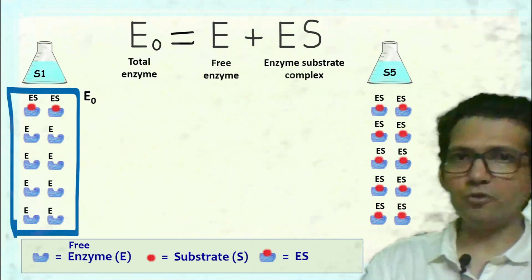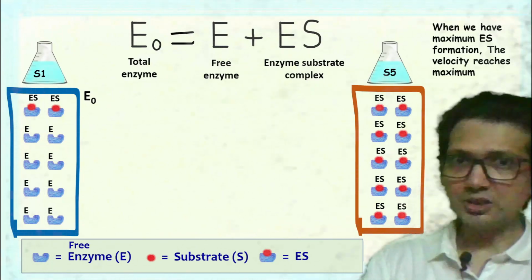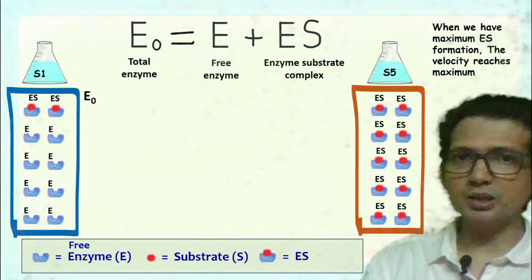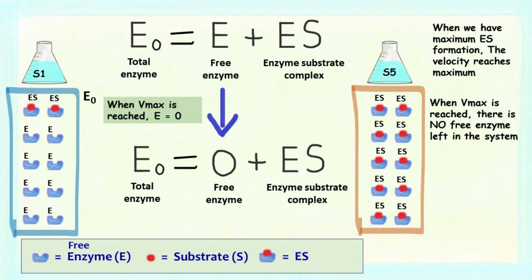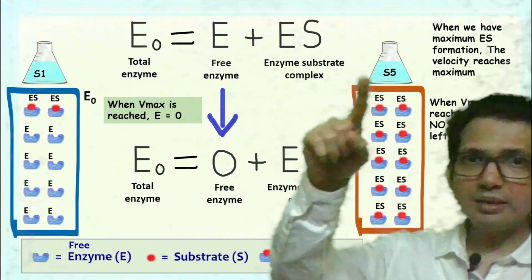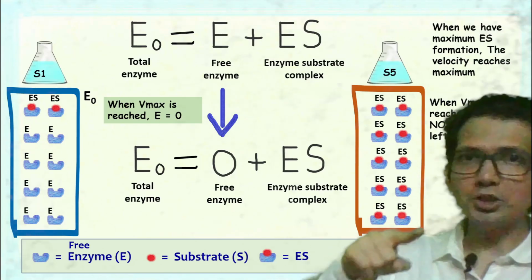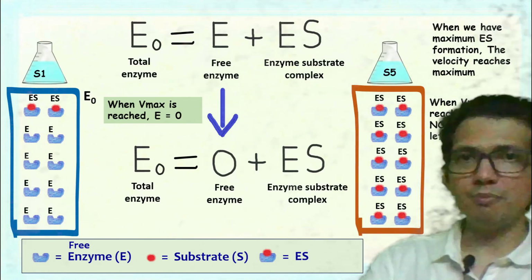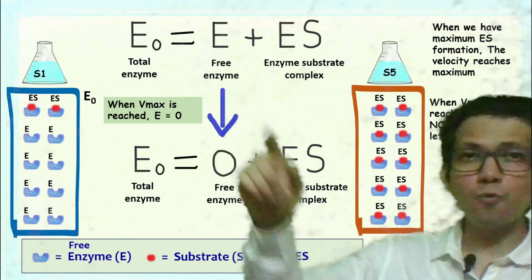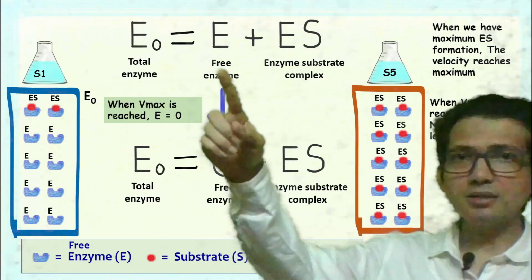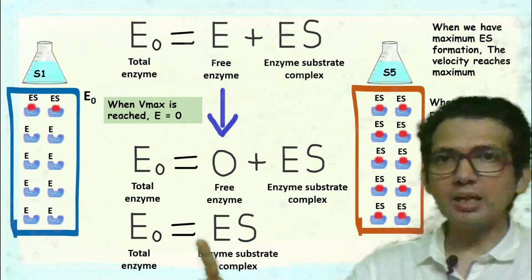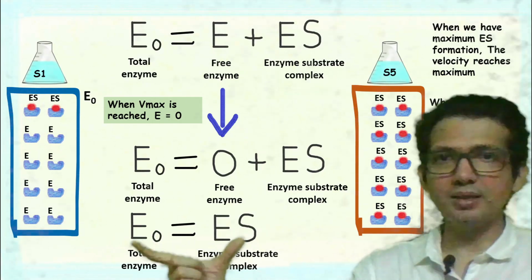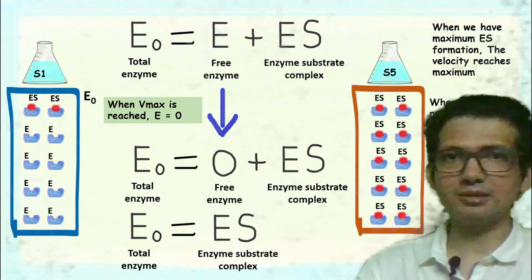Now let's go one step further. When Vmax is reached, we have maximum ES formation. When Vmax is reached, there is no free enzyme left in the system. If you see this carefully, in this situation, there is no free enzyme left. So in this equation, when Vmax is reached, free enzyme E becomes 0. So E0 becomes equal to ES complex, and this is a situation for Vmax.